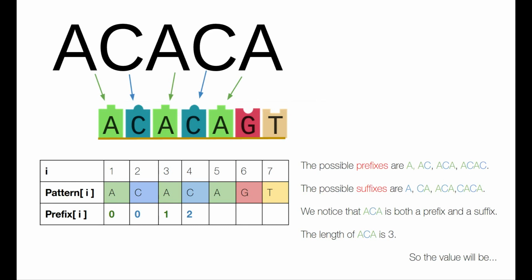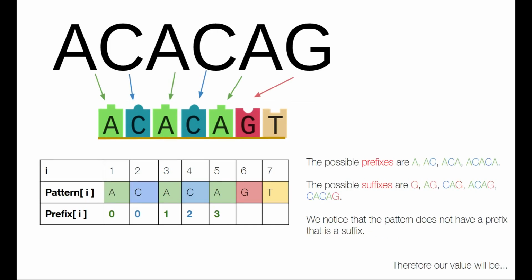The prefixes are A, AC, ACA and ACAC. The suffixes are A, CA, ACA and CACA. We find that there are two matching strings, A and ACA. The prefix generation algorithm is designed to use the longest string, as this will give us the most skips. So we choose ACA, which has a length of 3. So this is the value we assign to the fifth element in the prefix table.